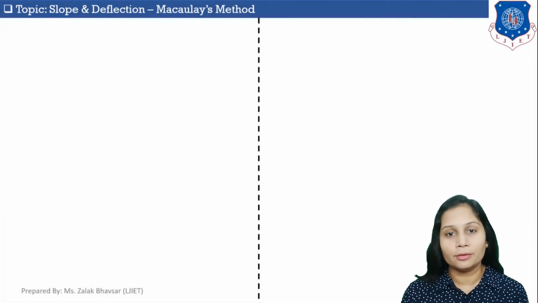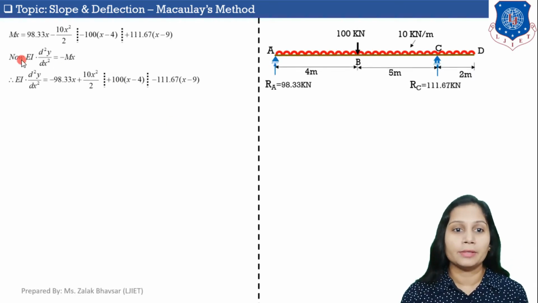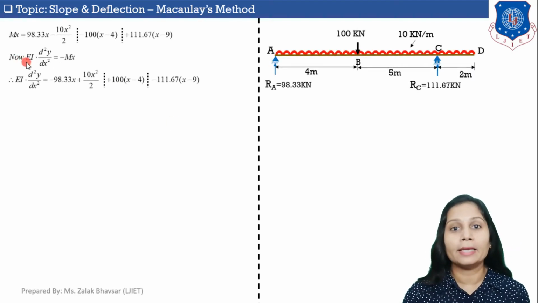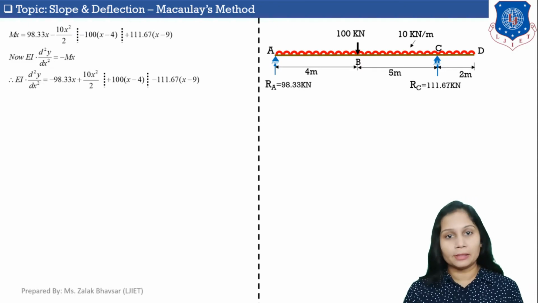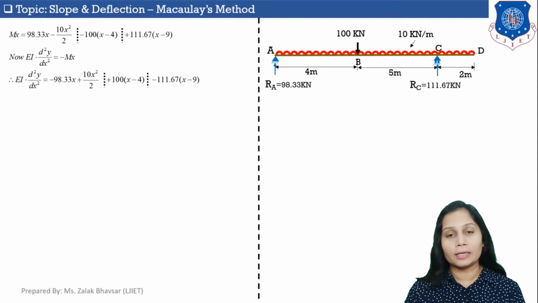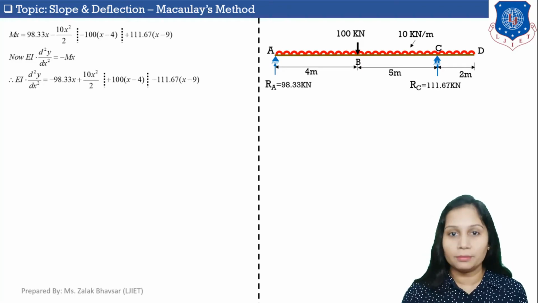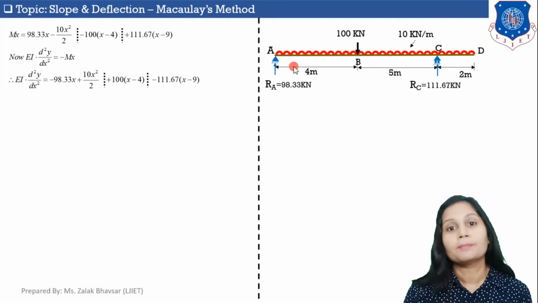So let's calculate the second step of the numerical, which is formulating the differential equation. Here is our differential equation: EI d square y upon dx square is equal to minus Mx. For formulating the differential equation, first of all we need to calculate Mx, and for calculating Mx we need to divide the given overhanging beam into three different parts.